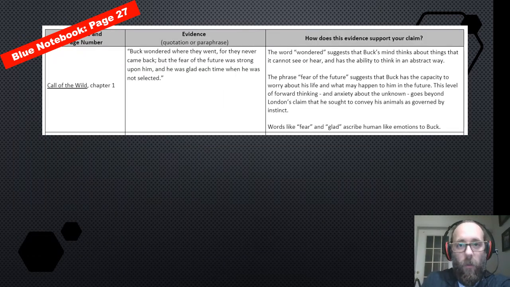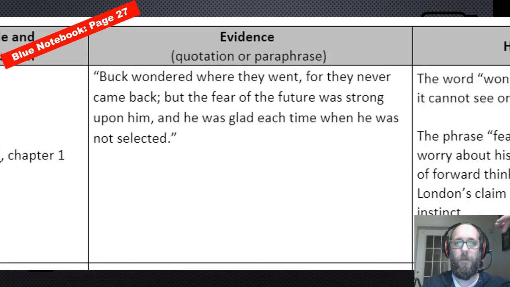All right, so again, I'm going to walk you through this first row. We're in Call of the Wild, chapter 1, and we're going to look at some evidence. Move along to the next slide and we'll look at what we've got. So we found this one, right? Let's look at this one together. This is a piece of evidence.